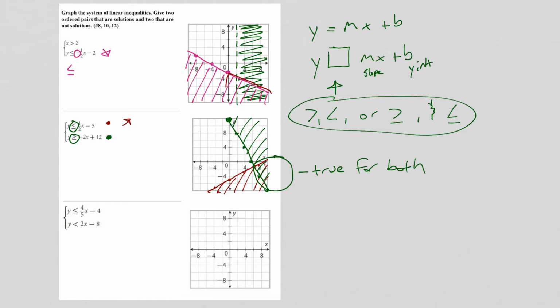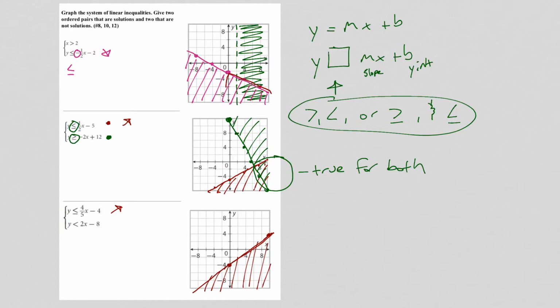And one more example. This one starts at negative 4, and then it goes up 4 over 5 or 8 over 10. So 2, 4, 6, 8, 10. And then it's a positive slope, and this is essentially the line here. And it's less than or equal to. The line is solid, and it's the region underneath the line.